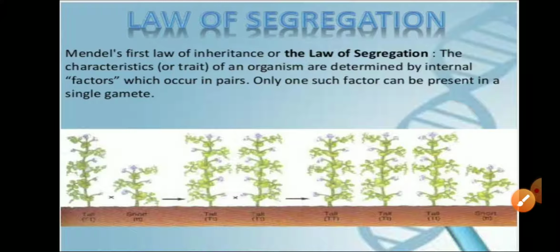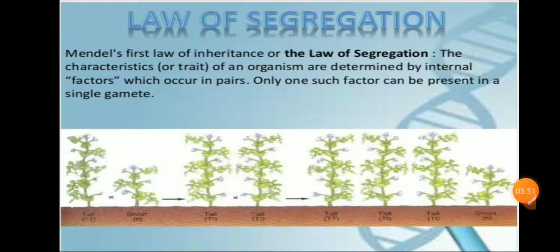Now, the law of segregation. There are certain laws given by Mendel. The very first is the law of segregation. Mendel's first law states that the characters of an organism are determined by internal factors which occur in pairs. Suppose we have capital T and small t.